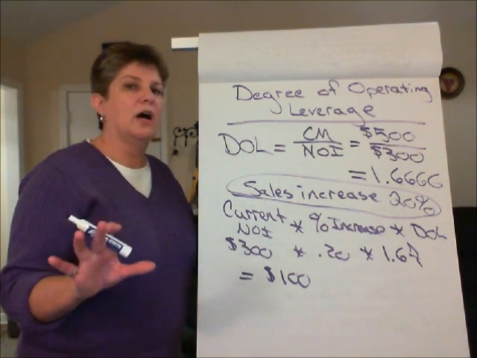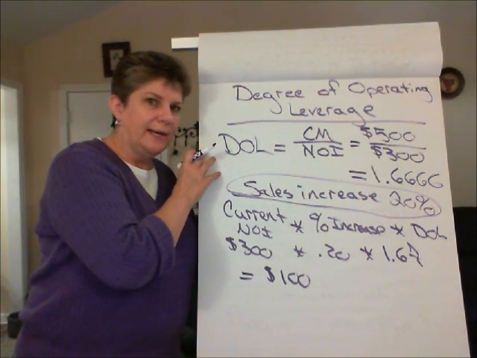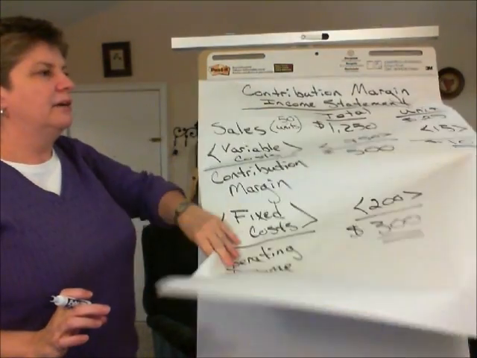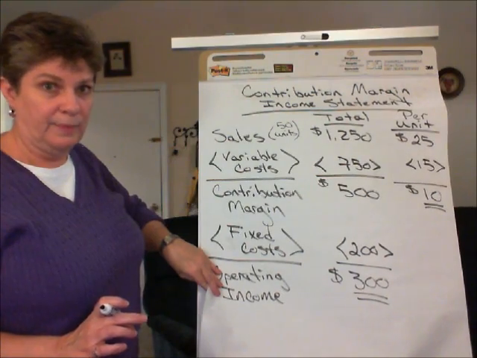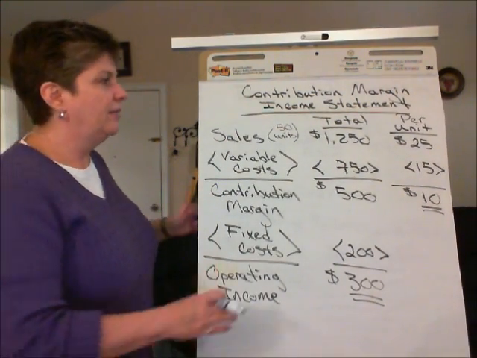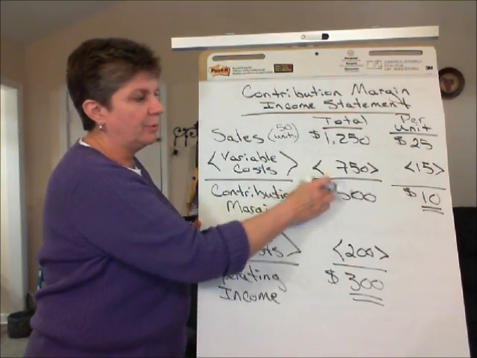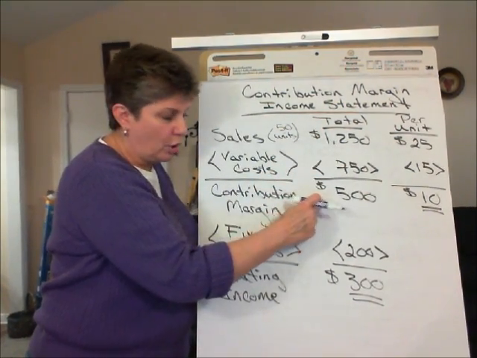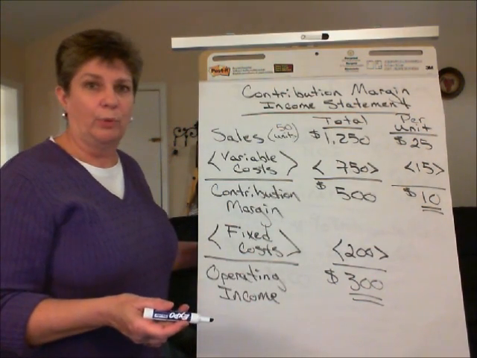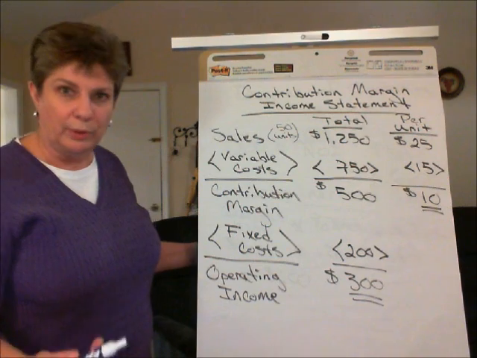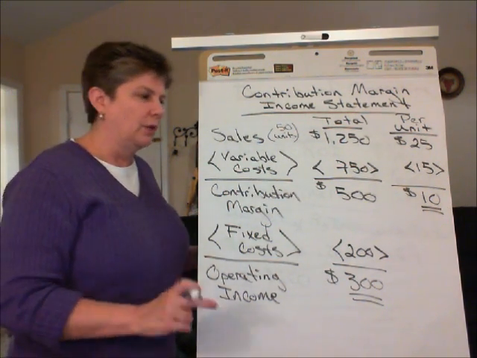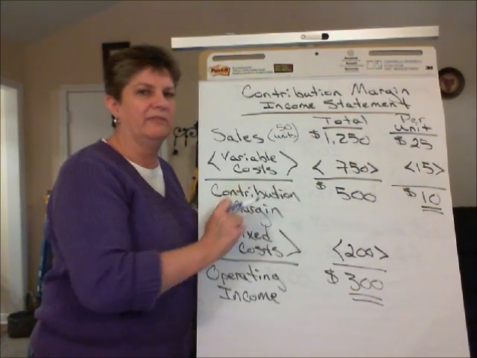Now, one word of caution. This degree of operating leverage is only valid for this cost structure. If next year we achieve that 20% increase, then our relationship between contribution margin and net income will change, and we'll have to calculate a new degree of operating leverage to use for our planning and estimation purposes. So be careful. DOL is only valid for one given set of data.